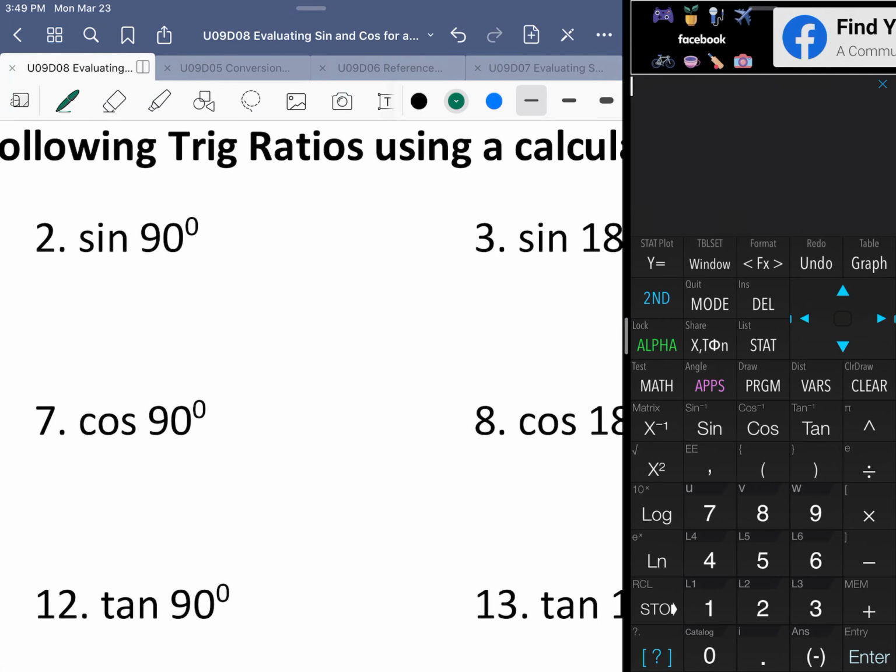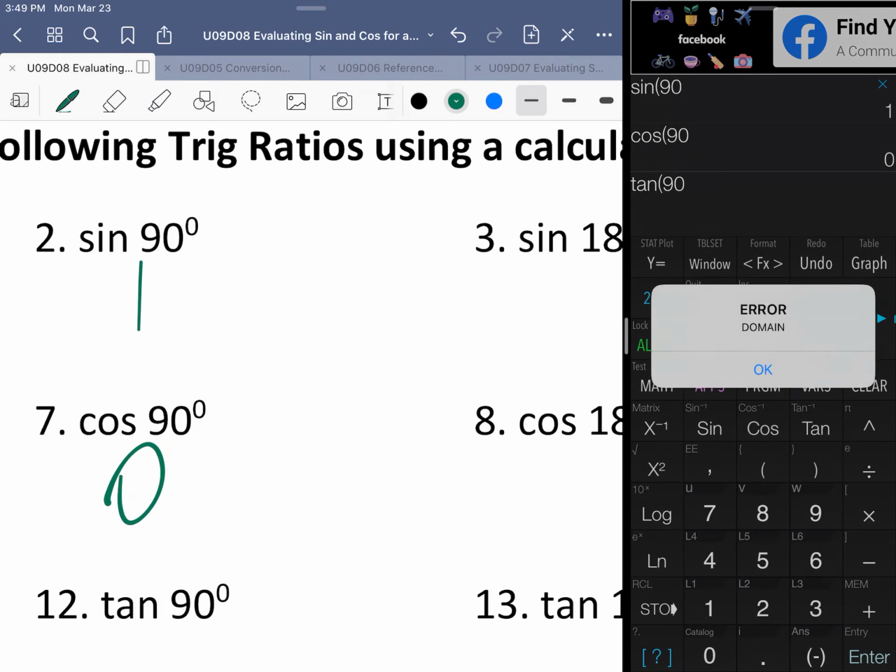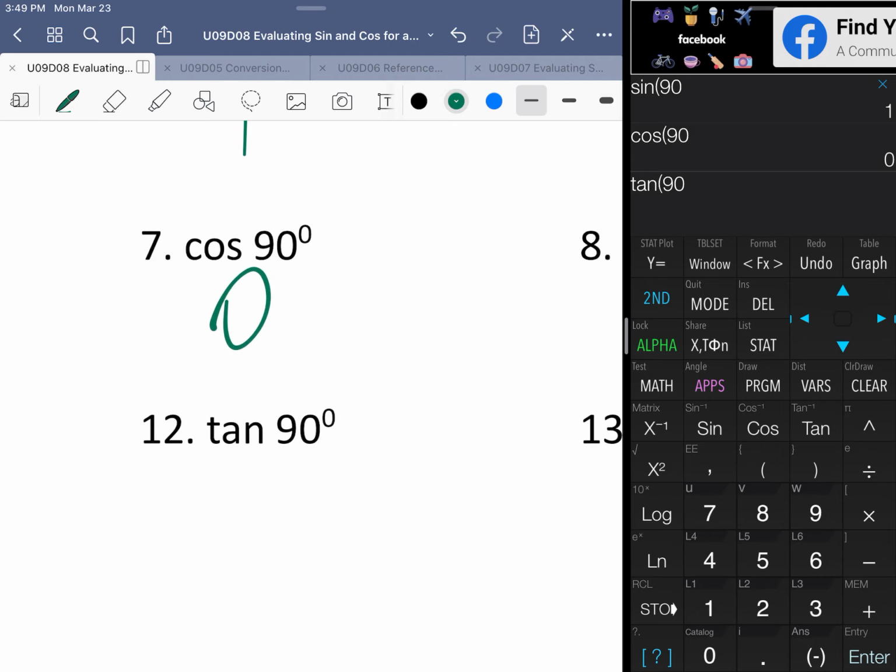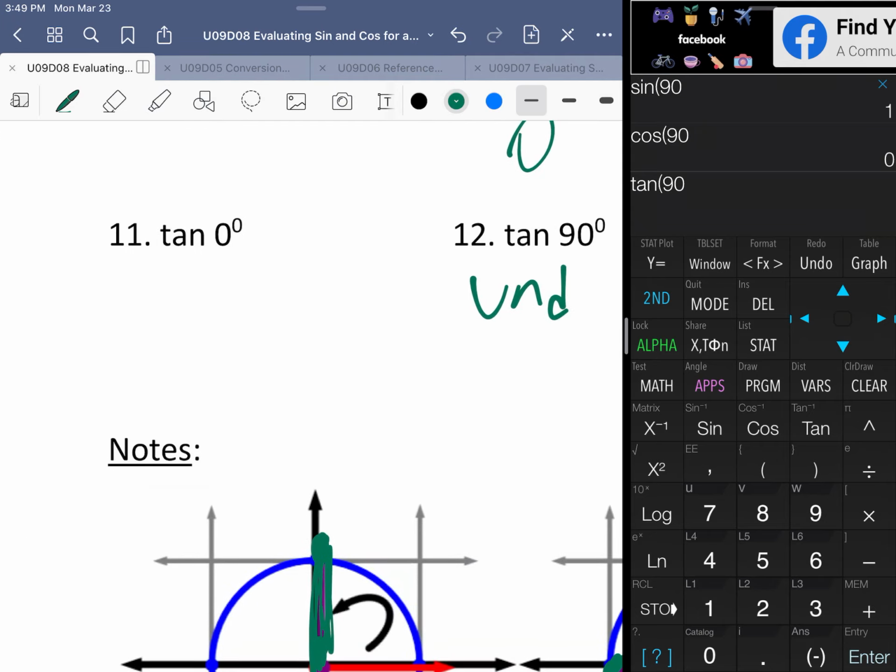So the sine of 90 degrees, according to my calculator, is 1. The cosine of 90 degrees, according to my calculator, is 0. And the tangent of 90 degrees is an error, so that is undefined. Now let's go into why all of these things are what they are.